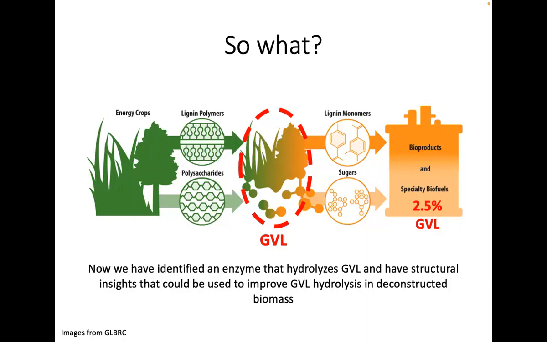So now with this work that we have on this enzyme that can hydrolyze GVL, and with this work that shows us structural insights into how that hydrolysis might function, we have information that could be used to improve GVL hydrolysis of this enzyme or other enzymes to help us maybe treat deconstructed biomass to remove that GVL or otherwise take care of it to help us create sustainable fuels or other products.